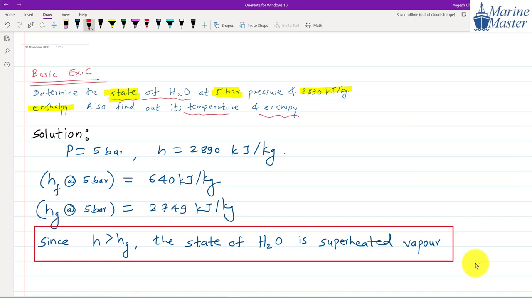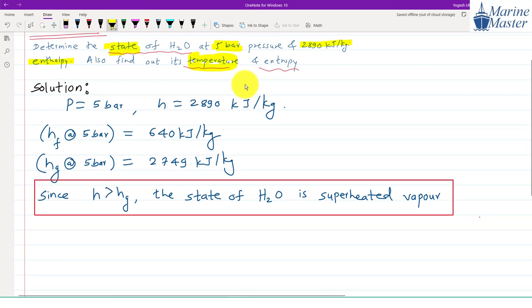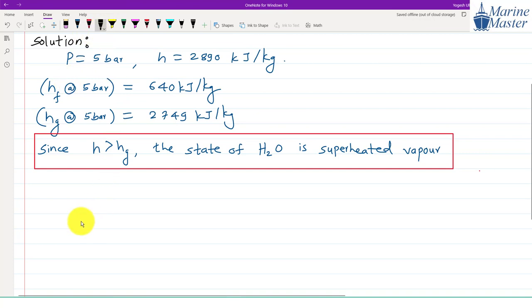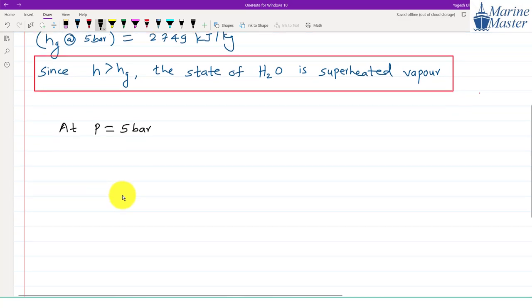Now after that, what do we have to find out? Temperature and entropy, and that is the main purpose of this question, guys. To get the temperature and entropy for this situation, we are going to use interpolation. The pressure here is 5 bar, so we are going to form a table at P equal to 5 bar. And that table consists of a total of 3 parts.